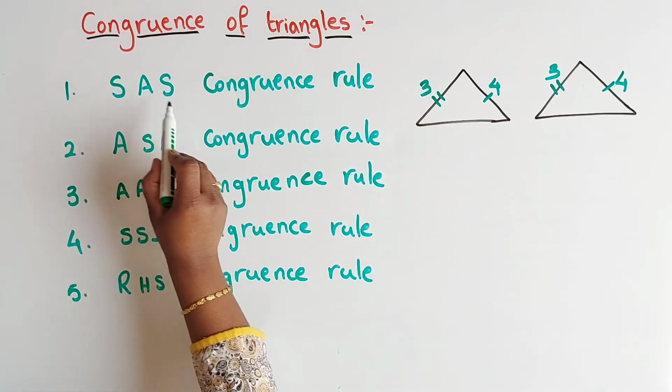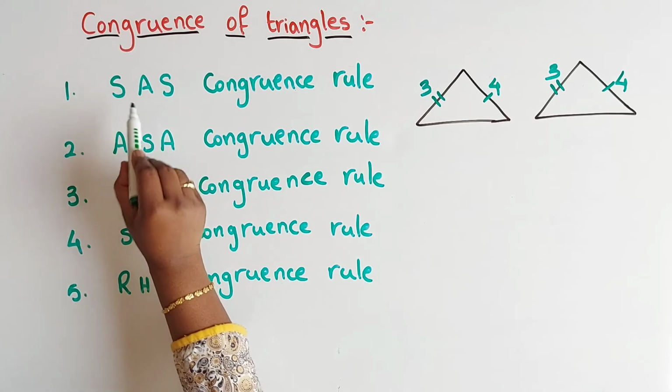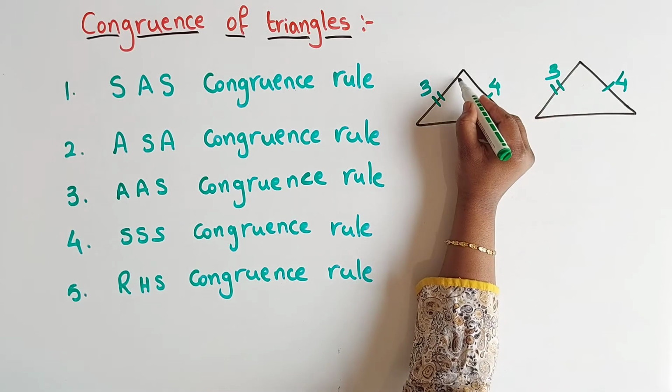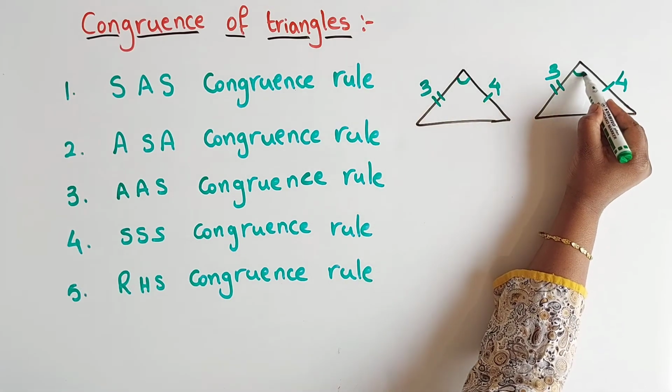What is included angle here? SAS. A is in between, in middle. See, side, side and angle is in middle. So this is included angle. Now angles also equal.